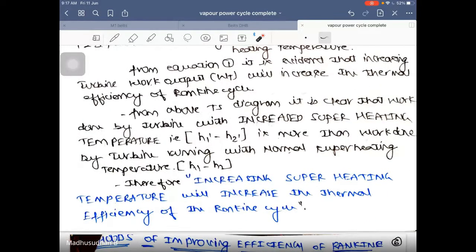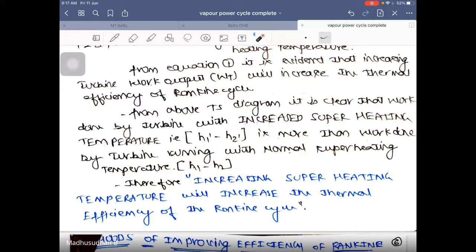Can you read, Aditya? Increasing superheating temperature will increase the thermal efficiency of the Rankine cycle. Understood. So these are the three different parameters through which you can play. One is the boiler pressure, second is the condenser pressure, and third is the superheating temperature.